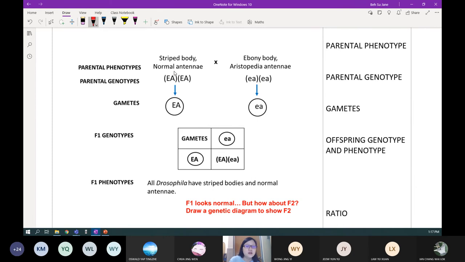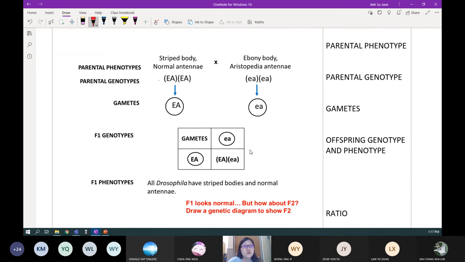Actually, in linked genes, so for autosomal linkage, the one in brackets will always end up as one gamete. This one will end up as one gamete, this one will end up as one gamete. Always the one in brackets, it won't shuffle. So this one, like usual, looks like this. Besides the annotation, I feel like F1 looks relatively normal. It results in a heterozygous. It does have brackets. They're all striped bodies and normal antennae. It looks completely normal. So how about F2?